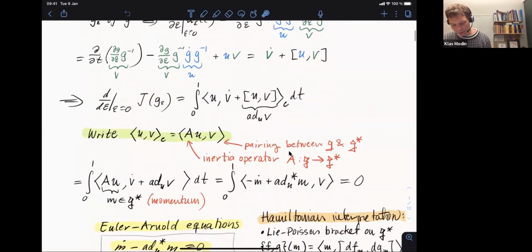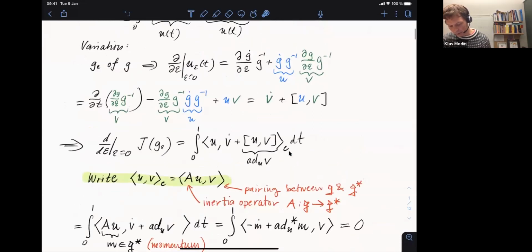And once you have that, we can differentiate the action functional, and then we get something like this. And by the way, this is interesting here: the bracket comes out. In this combination here, it turns out that you get the bracket. I did this calculation in the simplest case, just for matrix groups. It's a little bit more complicated if you do it not in coordinates, but you get the same thing, also in infinite dimensions.